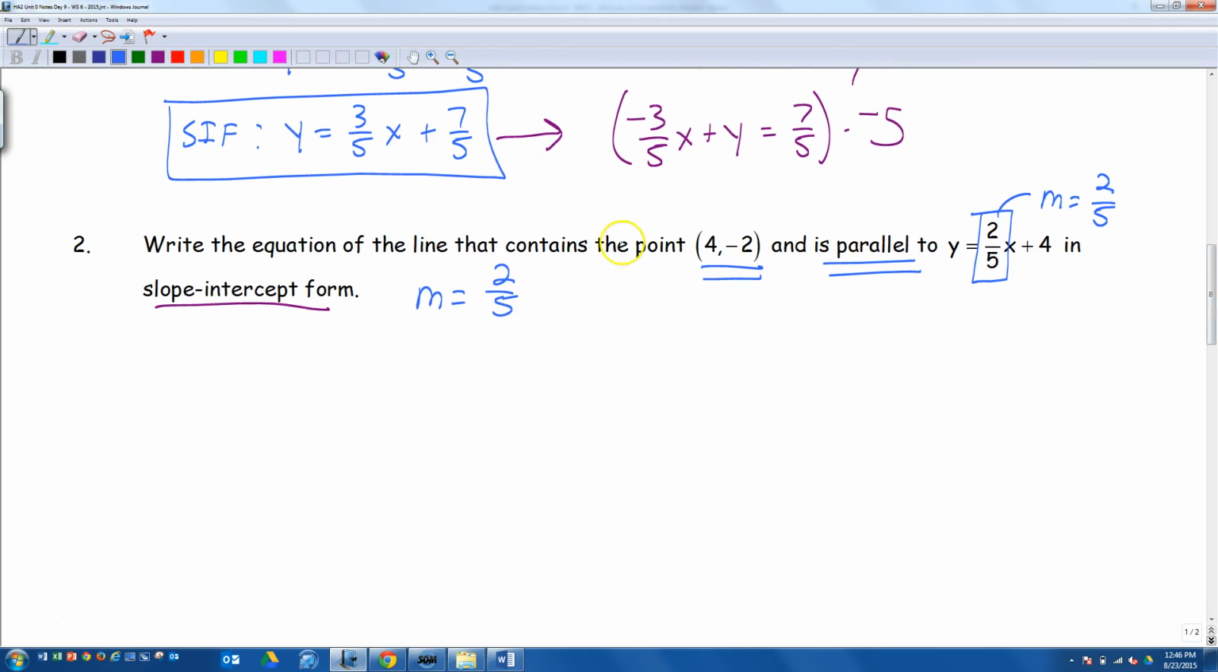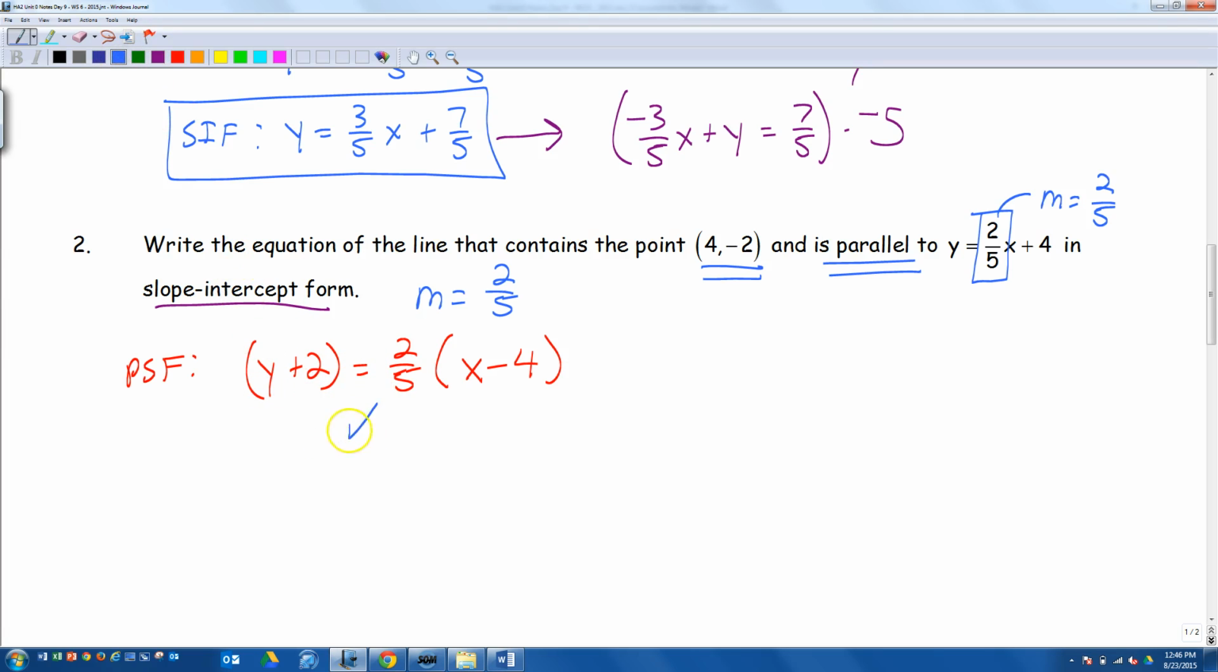So I'm going to start off in point slope form. y minus a -2 makes it a +2, equals the slope times (x minus the x coordinate, which is 4). However, am I done? Double check. No, I need slope-intercept. That means I need to solve.